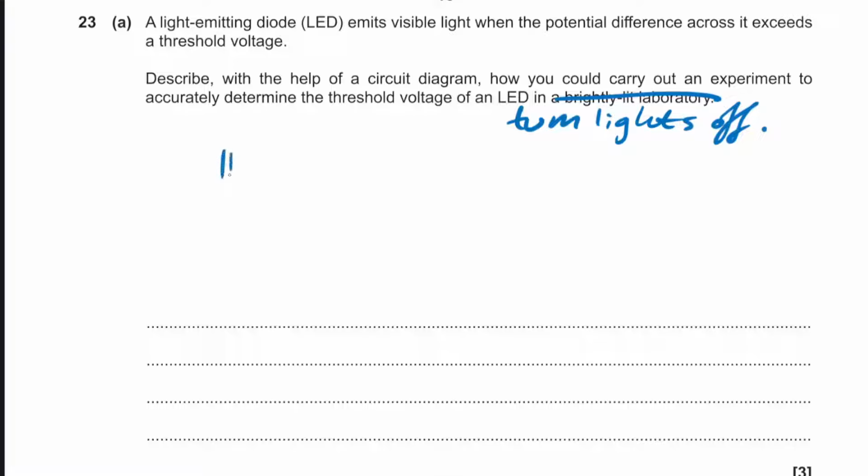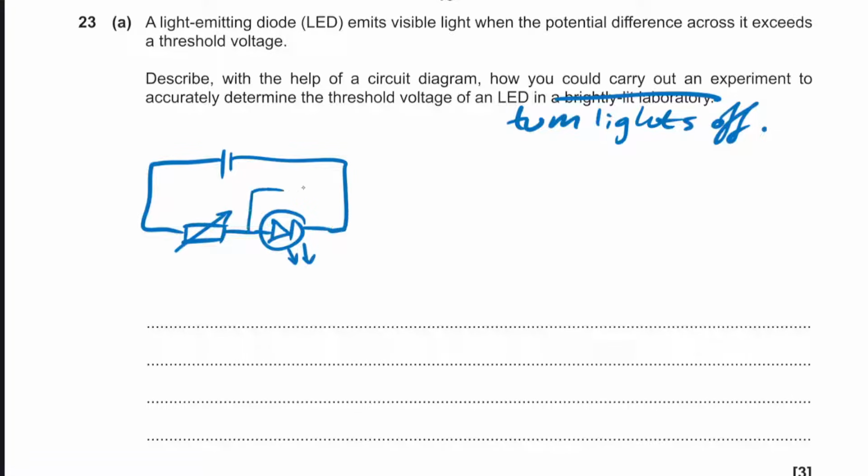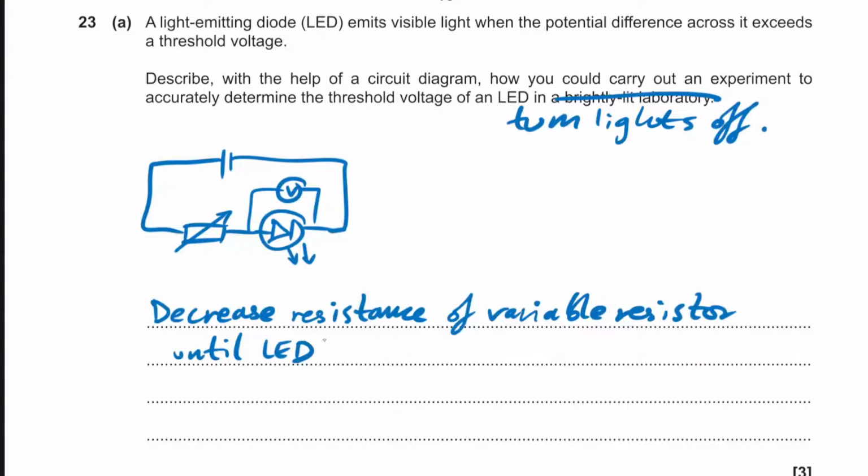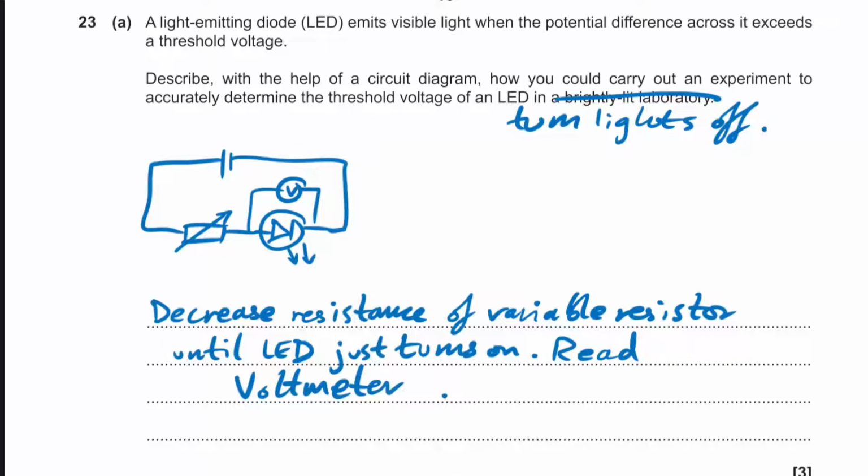Okay, so we are going to have a power supply, of course. We could have a variable power supply, but the better thing to do is to have a variable resistor, and then we're going to have our light emitting diode there, and then go back to there, and then of course our voltmeter is going to go across that. So we can say decrease resistance of variable resistor until LED just turns on. Read the voltmeter. There we go. It's only 3 marks, so 1 mark for saying turn lights off, circuit diagram, and then get the voltage.